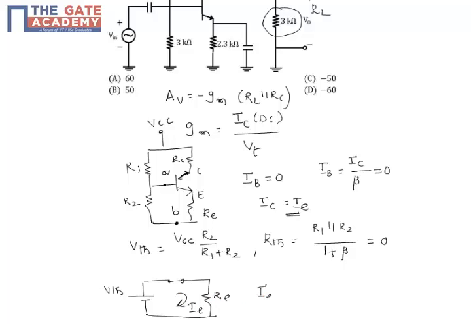So IE, this is equal to IC, this is equal to V Thevenin. And one more thing, if you see here, this is the base and this is the emitter. So there is a voltage VBE also. This is B and this is E, there is some voltage here. So IC is nothing but V Thevenin minus VBE, divided by RE.